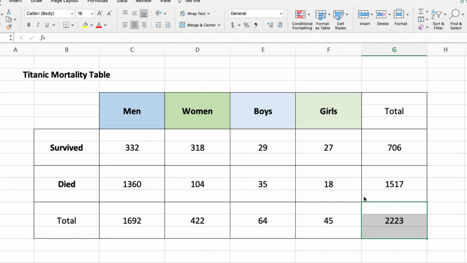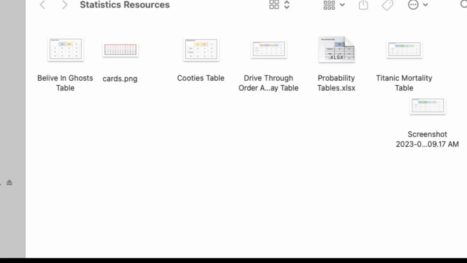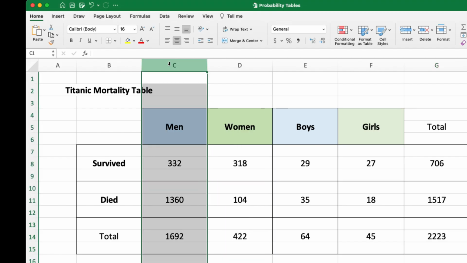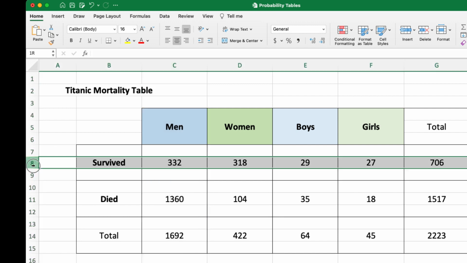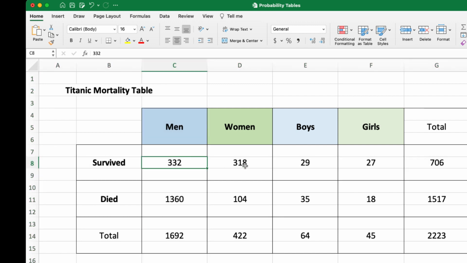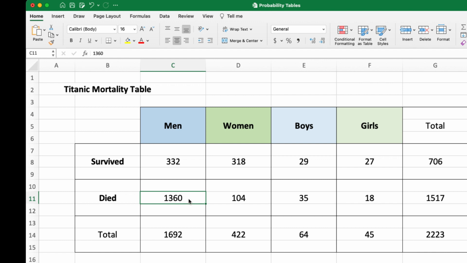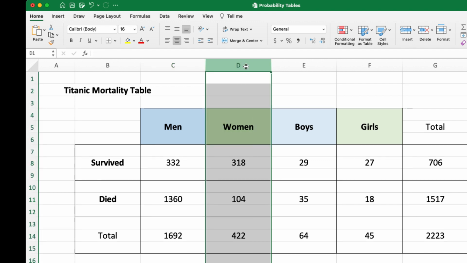How to read a table. Now, let me ask you this question. How many men were on the Titanic? You say, I don't know. Well, what does it say? 1,692 men were on the Titanic. Is that true? Well, what does this 332 mean? You're in the survive row, man column. Survive row, man column. What do you think that means? That's how many men who what? Survived. How many men died? 1,360.